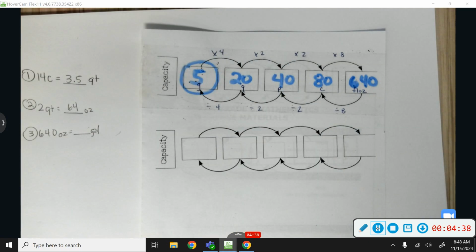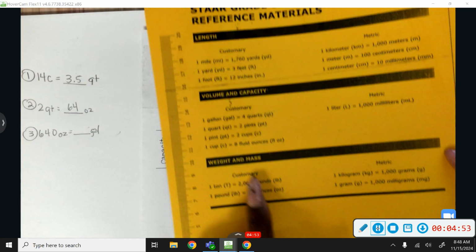You can copy and paste this process to the other ones, dealing with length, dealing with volume and capacity, and also dealing with weight. And it works the same way. Just use your conversion chart to find the appropriate numbers that match up with the correct box.